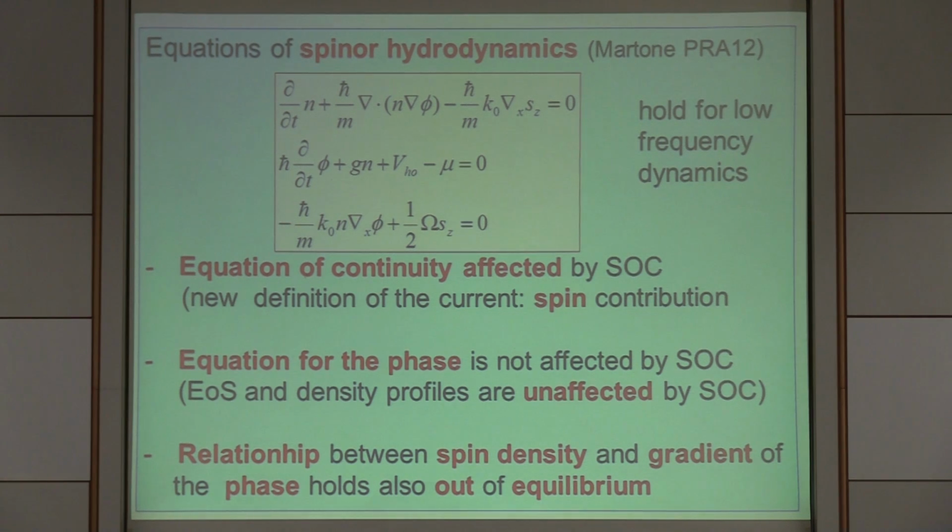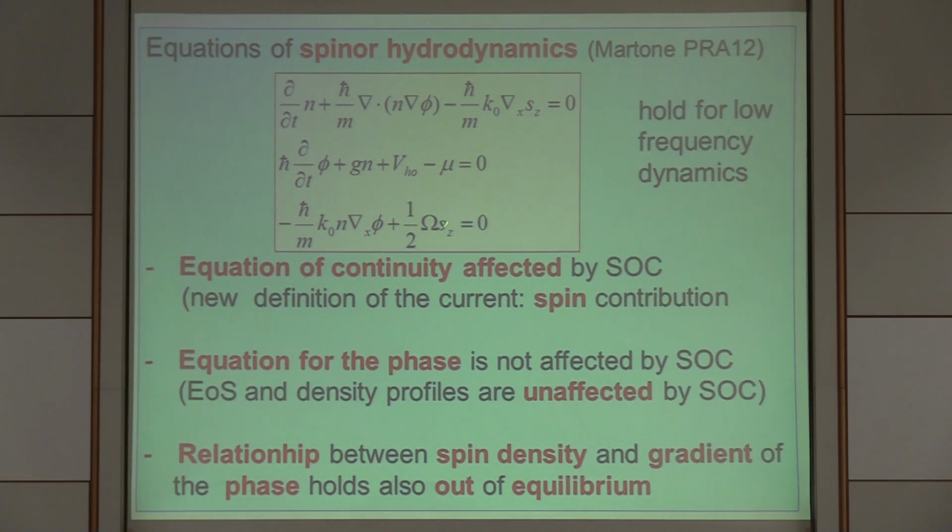And an important point to mention is that the equation of continuity is affected by spin-orbit coupling, and this gives rise to a new definition of the current, as I already pointed out in the previous slides, for the spin contribution caused by the spin-orbit coupling. As I said, the equation for the phase is not affected by spin-orbit coupling, and at equilibrium, the density profile is not modified by spin-orbit coupling.